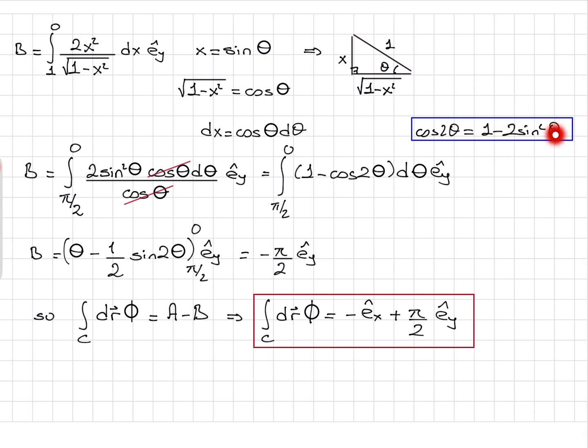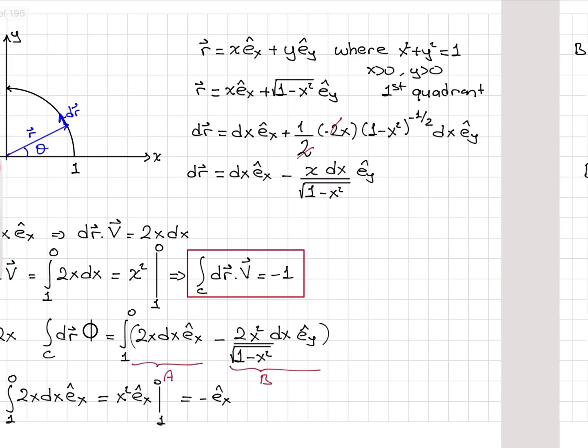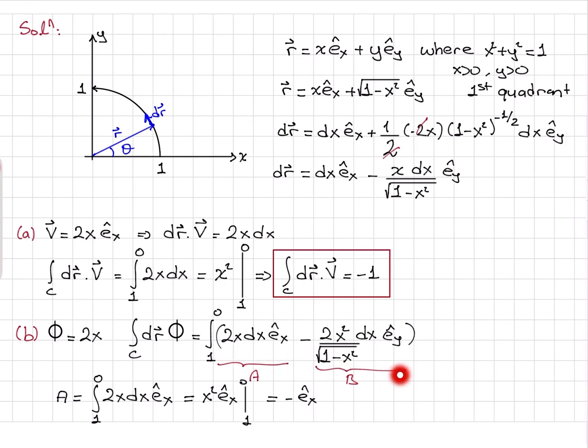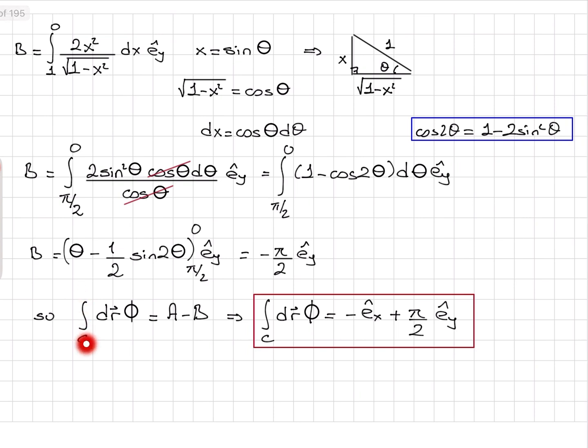2 sine squared theta is 1 minus cosine 2 theta. And as x goes from 1 to 0, theta goes from pi over 2 to 0. So this integral gives me theta and minus 1 over 2 sine 2 theta. The sine 2 theta part gives me 0 for these limits, but the theta part gives me minus pi over 2, so it's minus pi over 2 ey hat. My answer is a minus b for the contour integral, so it is minus ex hat plus pi over 2 ey hat.